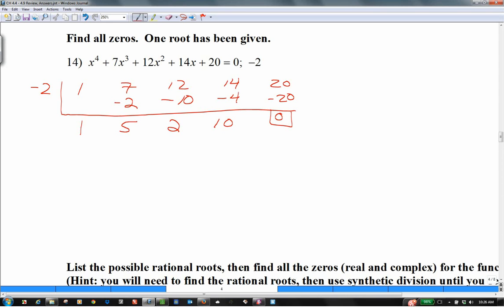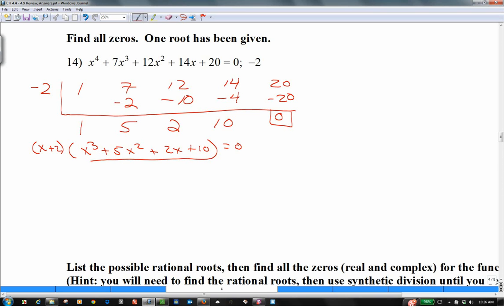So now what I have left is in factored form. Of course, I still have my x plus 2 there, so I'm just going to write it quickly as x plus 2. And these numbers that I have left from synthetic division would give me x cubed plus 5x squared plus 2x plus 10. And now I have a choice to make. I could set up a synthetic division on this unless there was an easier way to do it.